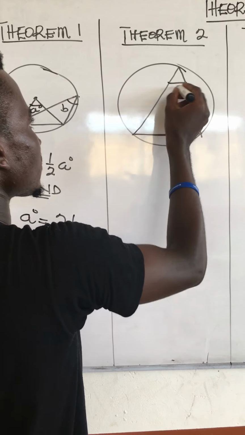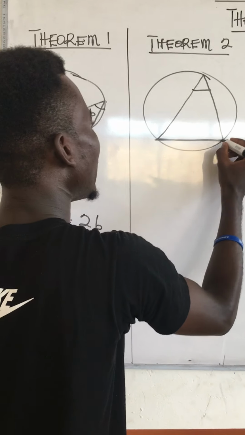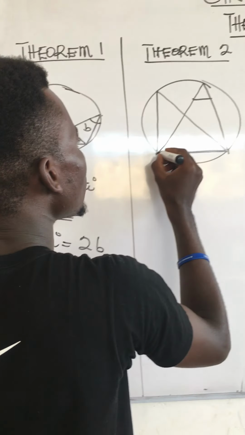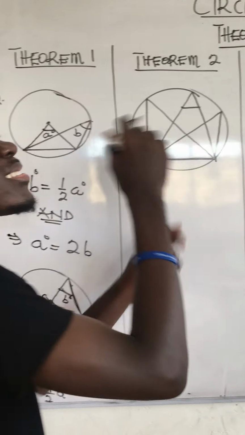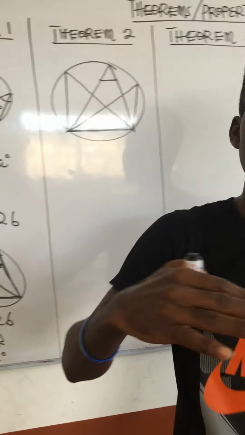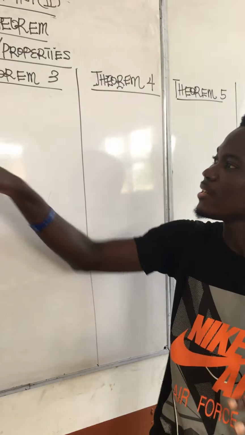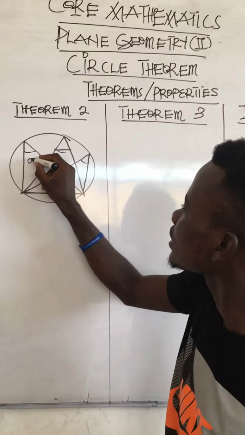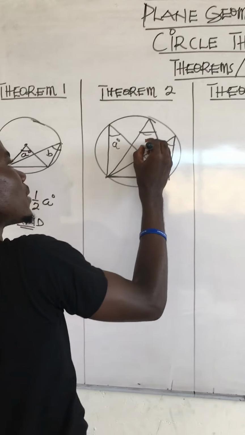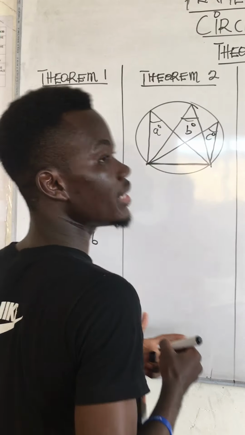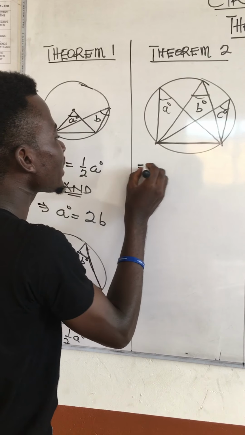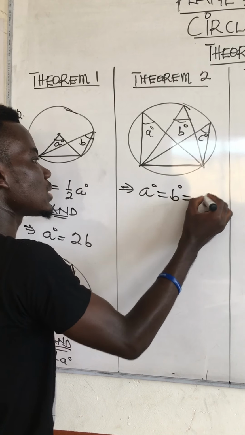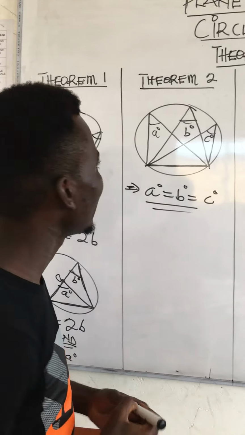Let's say this is the first one. And the same chord again can form an angle here, right? Then the same chord again to the other side. Since it's touching the circumference of the circle, we are saying that the angles formed at the circumference are equal. So if this side is A degrees, then the other side will be B degrees, then this side will be C degrees. So therefore A degrees equals B degrees equals C degrees. And that's so simple under the second theorem.